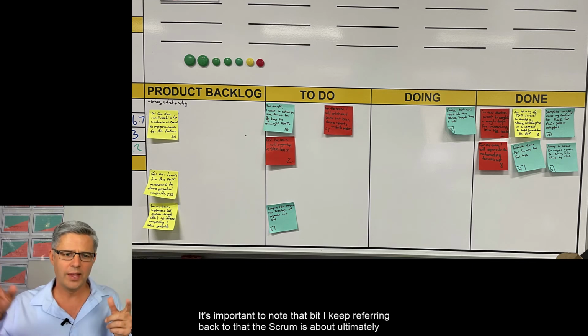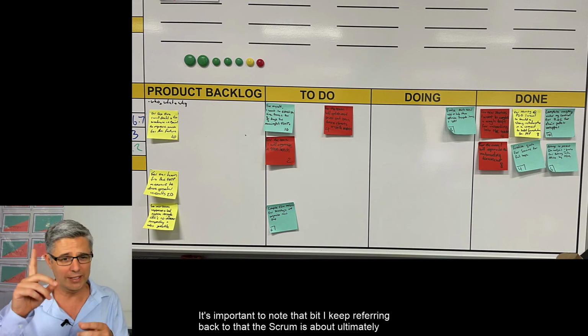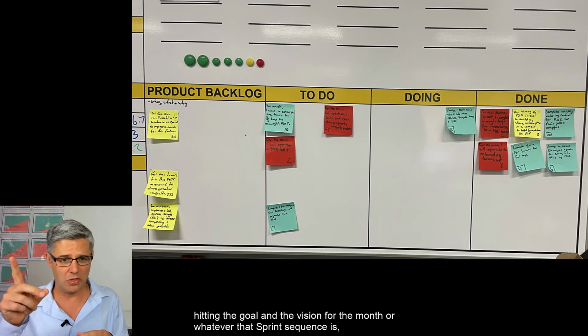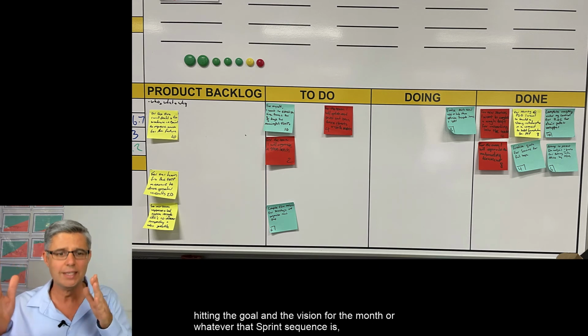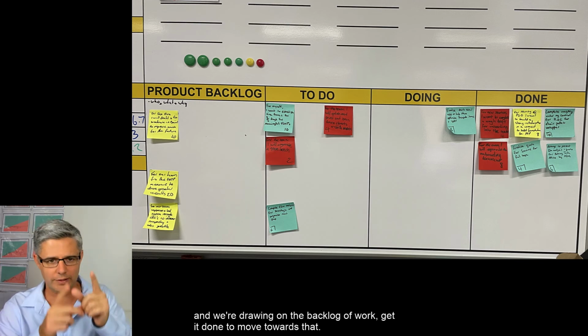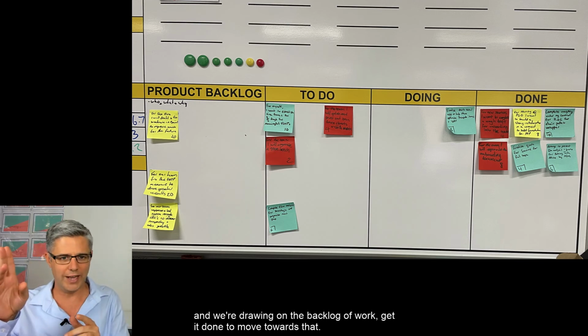It's important to note that bit I keep referring back to, that the Scrum is about ultimately hitting the goal and the vision for the month or whatever that sprint sequence is, and we're drawing on the backlog of work, get it done to move towards that.